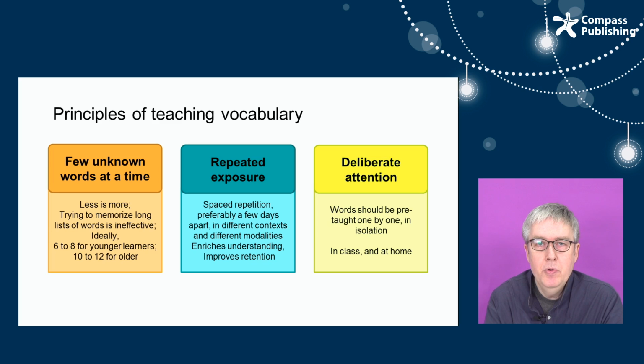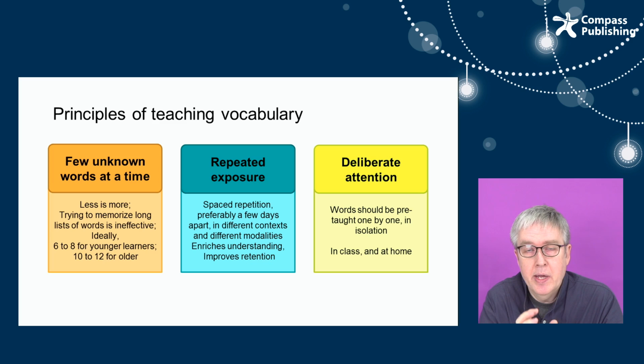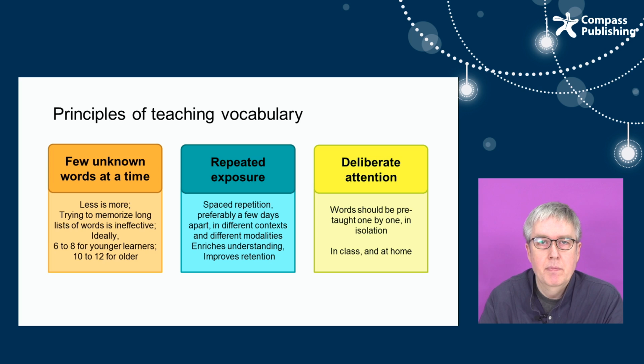So few unknown words. Also, repeated exposure. If they see a word just once, get exposed to it on one day and then never again, they're not going to remember it. So what we need to do is space out the repetition. Maybe the next day it could be reviewed, or in 2 days, 3 days, it can be reviewed again. So spaced repetition, preferably a few days apart, and in different modalities. What does that mean? Well, maybe one day they read it, another day they hear it, another day it is elicited from them. You ask them a question, make a sentence with this word.